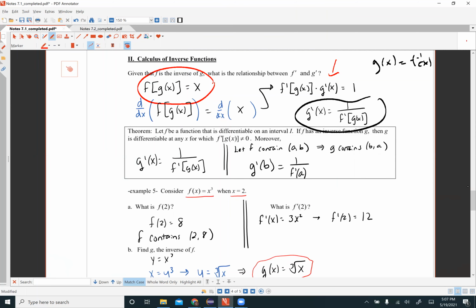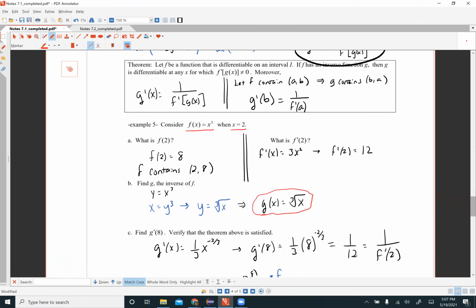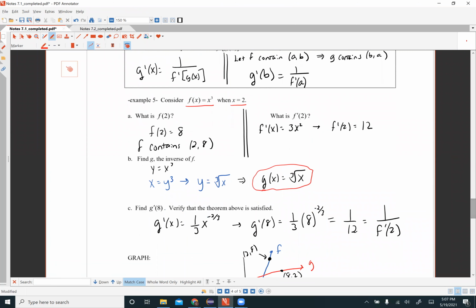Let's look at this problem right here. There are a few problems like this in MyLab. Here we explicitly compute the inverse. We have f of x equals x cubed, example 5. Set y equals x cubed, exchange the roles of x and y, and solve for y. You get y equals the cube root of x. So if f of x equals x cubed, the inverse is the cube root of x.